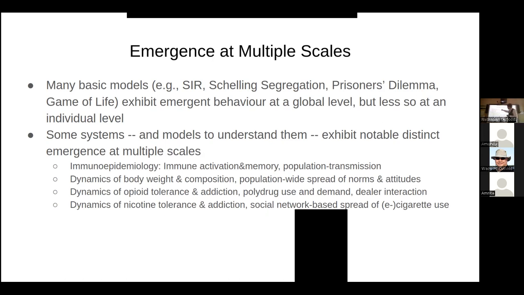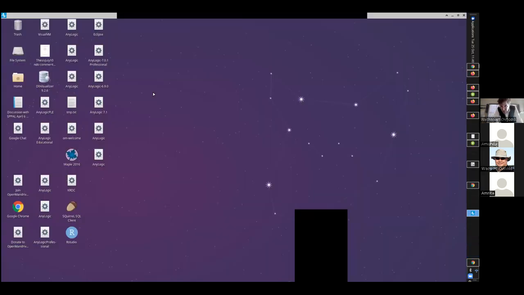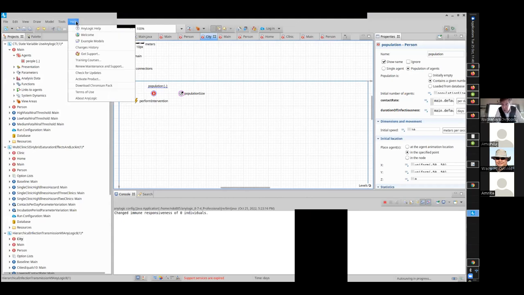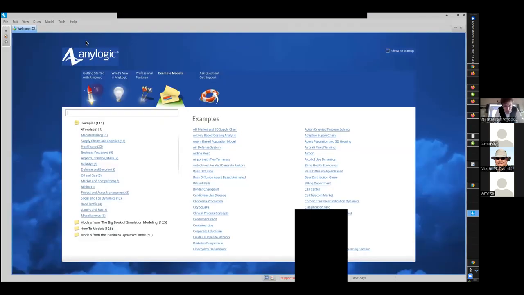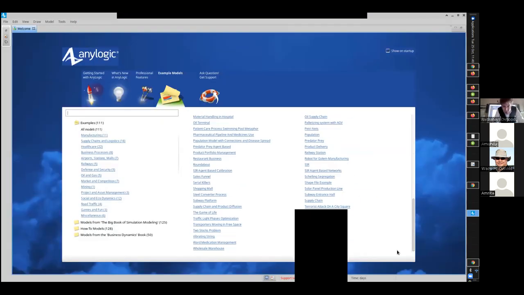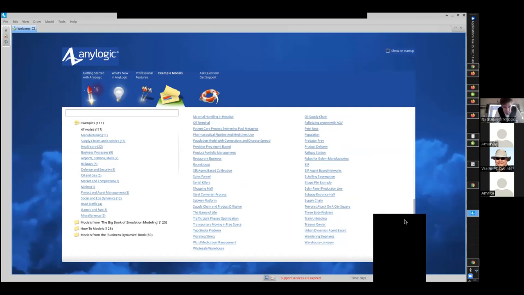So let's go open up the SIR model. This is one of the first we started with for this class. And I'll invite you to open it up here. So if we go to help and we go to example models here, and we go to SIR agent-based networks here.